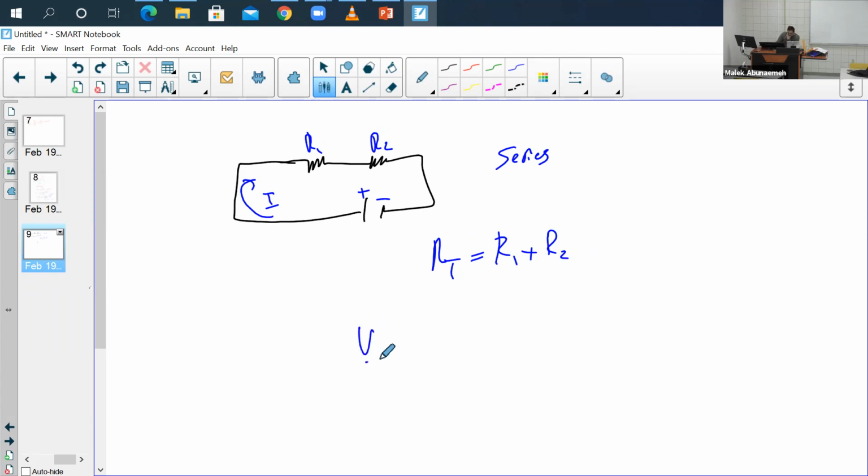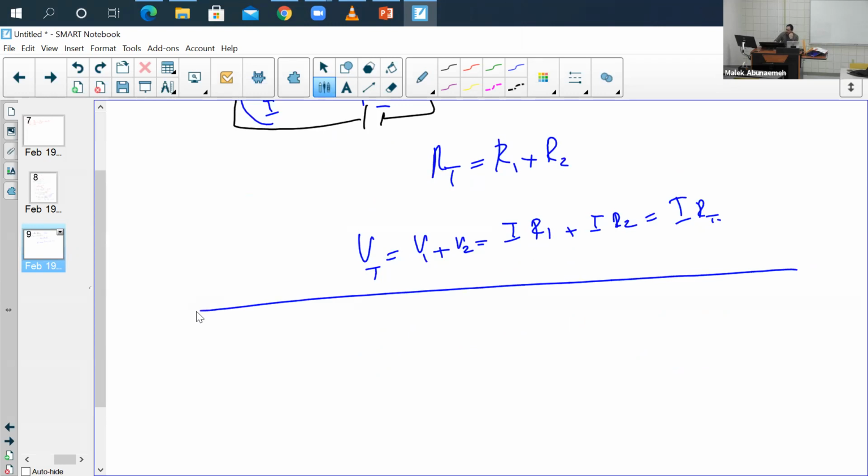That means your total voltage, which is your V1 plus your V2, is going to equal the current I multiplied by R1, plus that I multiplied by R2, which is going to equal I times R total. Now, that's in series.